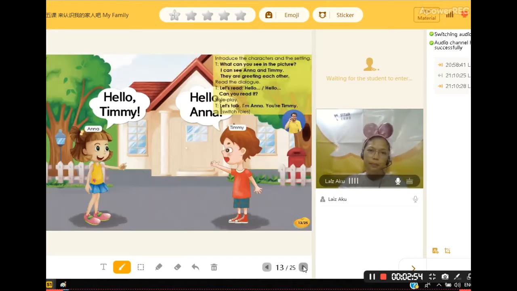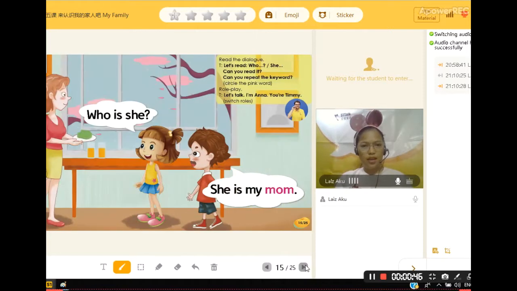Then here is the page where we do a role play. Let's do a role play. You will be Anna and I will be Timmy. Let's start. Hello, Timmy. Hello, Anna.